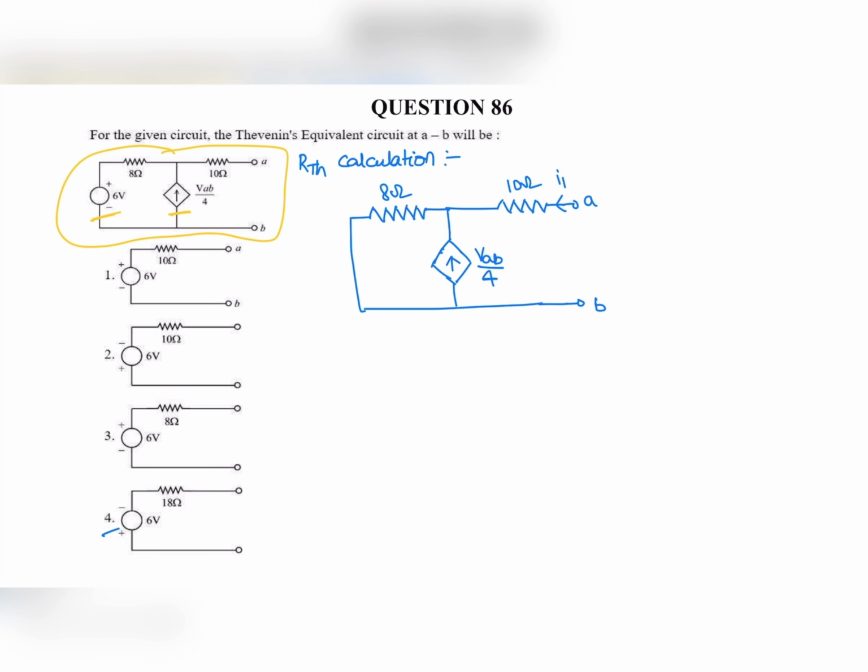So for these kinds of circuits, while calculating the Thevenin's resistance, we need to keep a test source. We need to connect a test source across the terminals AB. So let us assume 1 volt test source is connected. So 1 volt test source is connected across the terminals for calculating the Thevenin's resistance.